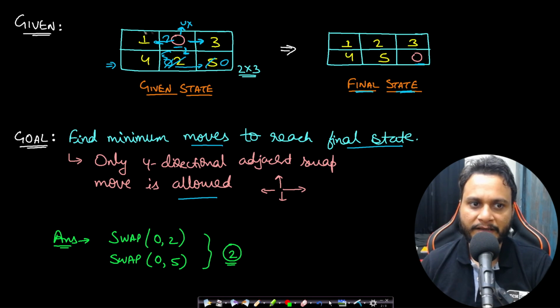If you go for any other strategy, any other movement, then you will not be able to do it in fewer swaps. So in this case 2 is the answer. The steps are swap 0 with 2 and then swap 0 with 5. That is what we did. So I hope the problem statement is clear.